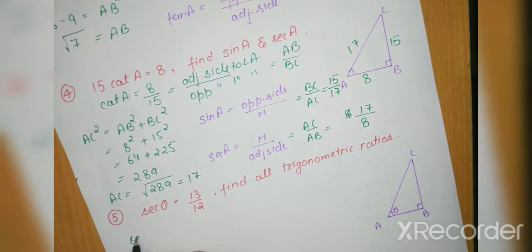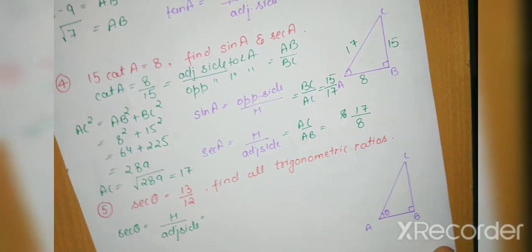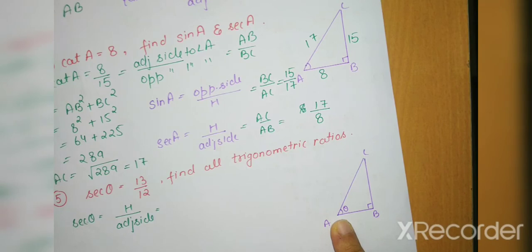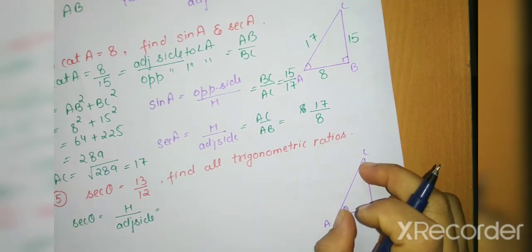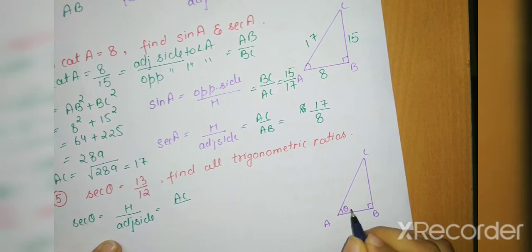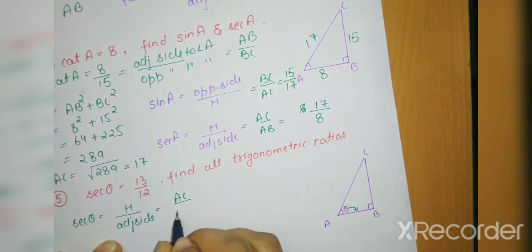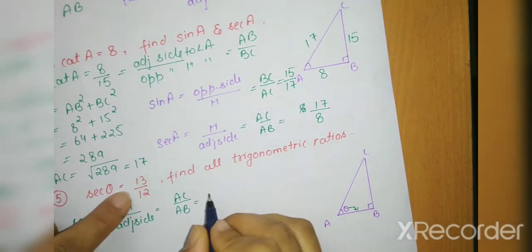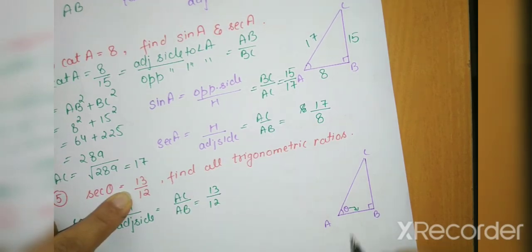Now see, sec theta means what? Sec theta, hypotenuse by adjacent side. Correct? Now see, if I assume this is my angle theta, then hypotenuse will be this one only, always, AC by adjacent side. For this angle, this will be the adjacent side. So here I have the value of AB. Now see, 13 by 12. 13, and I have this value also.